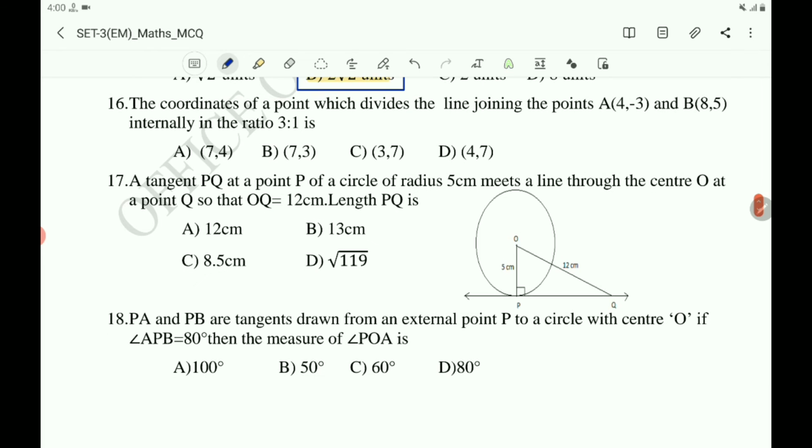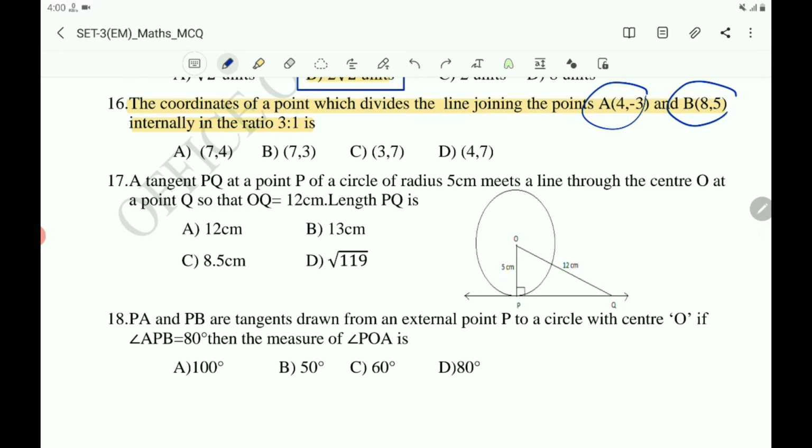Then you take the 16th question. The coordinates of a point which divides the line joining the points A(4, -3) and B(8, 5) internally in the ratio 3 is to 1. Here what you have to find out? We have to find the coordinates of the point which divides the line joining the points A(4, -3), B(8, 5), and the ratio is given.